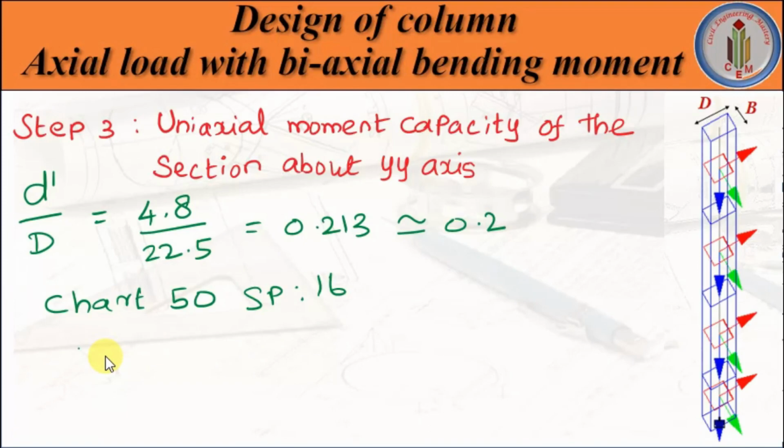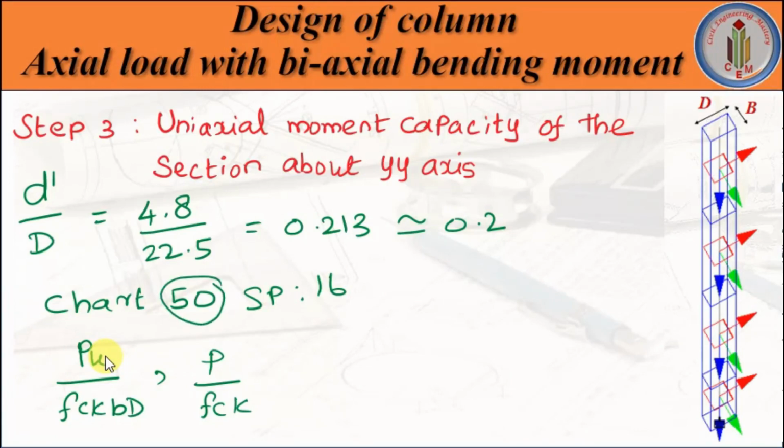So what we have to do here is find out Mu by FCK BD squared about the YY axis. For that we need to know PU by FCK BD, which we had already calculated, and then P by FCK, which we also know. By using these two values in chart 50, we have to find out Mu by FCK BD squared.